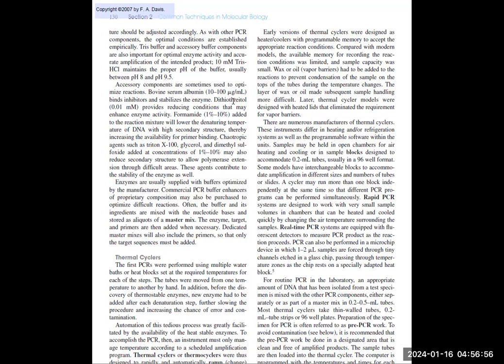We also have formamide. Formamide lowers the denaturing temperature of DNA with an increase in the secondary structures, so there's increased availability for primer binding. That's for formamide. So you really have to know their functions too, guys. That's for our P1 exam.